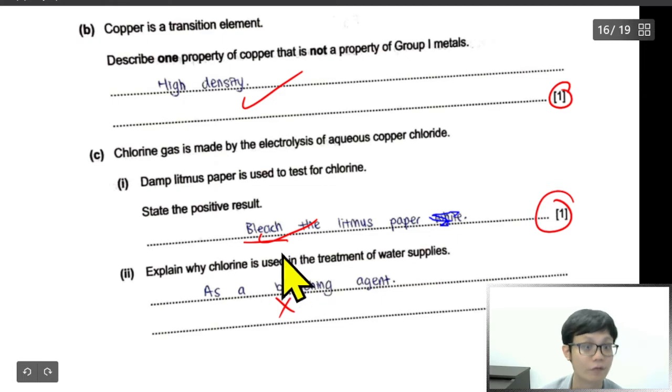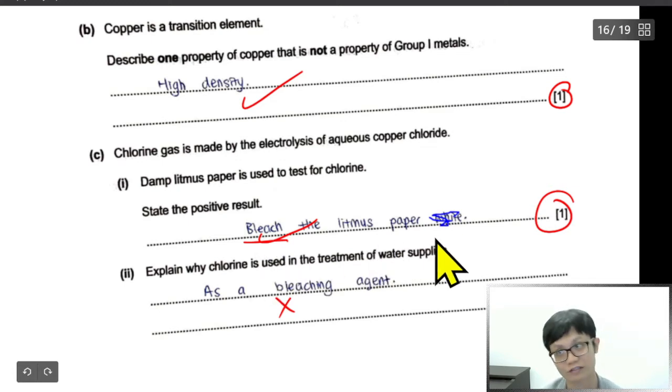But if you say bleach the litmus paper, when we say bleach, it doesn't mean it must go white. Bleach doesn't mean it's equivalent to white. We say we bleach shirts, but sometimes they could be gray.